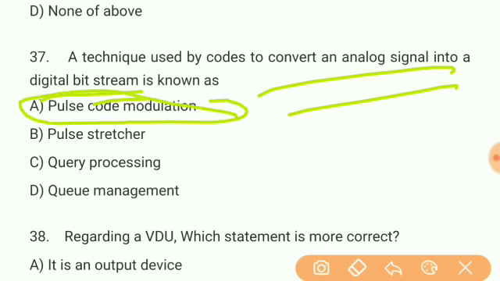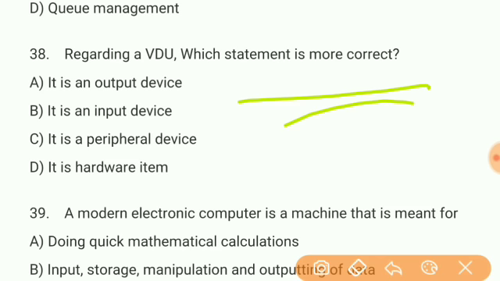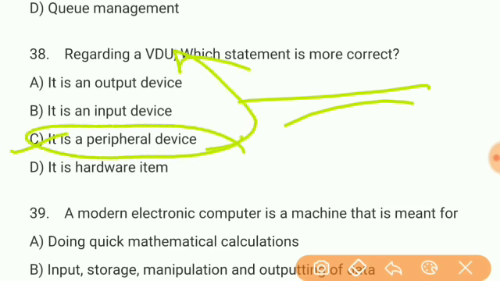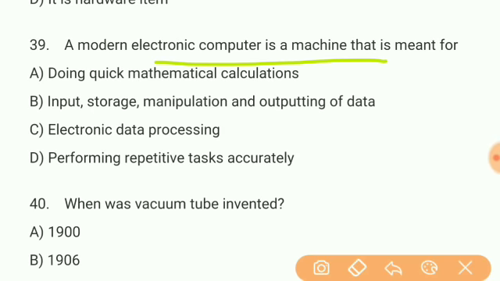Okay, so the technique used by codes to convert an analog signal into a digital bit stream is called pulse code modulation. Regarding a VDU, which statement is more correct? Number C, it is a peripheral device. Then a modern electronic computer is a machine that is meant for input, storage, manipulation and outputting of data.